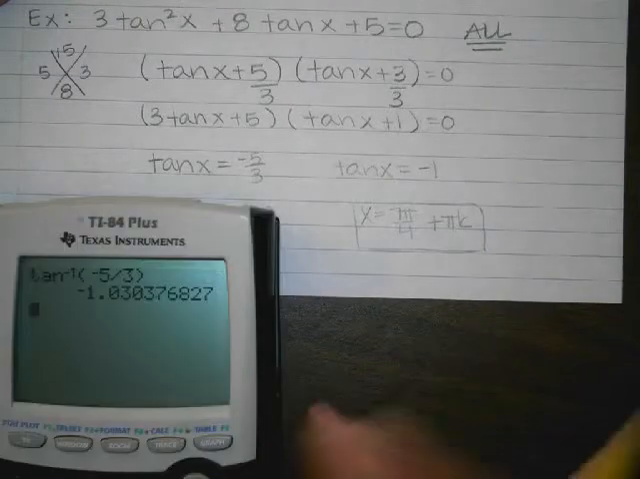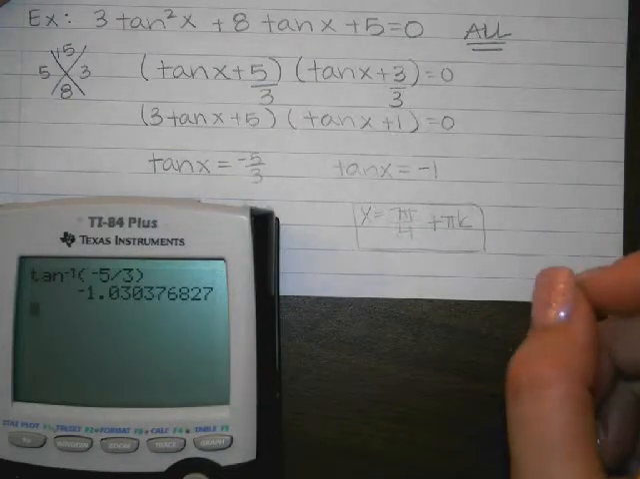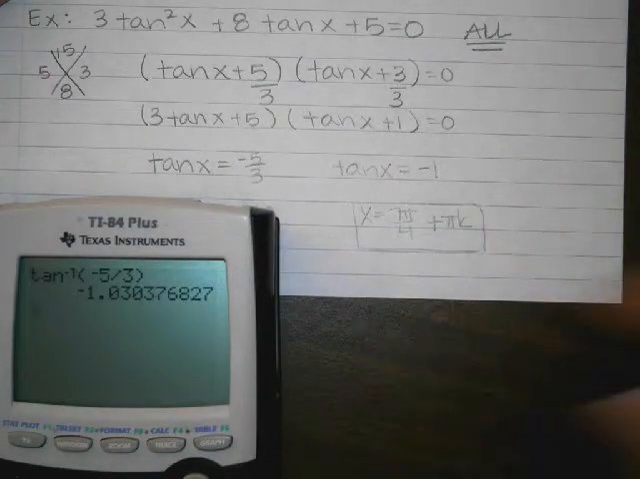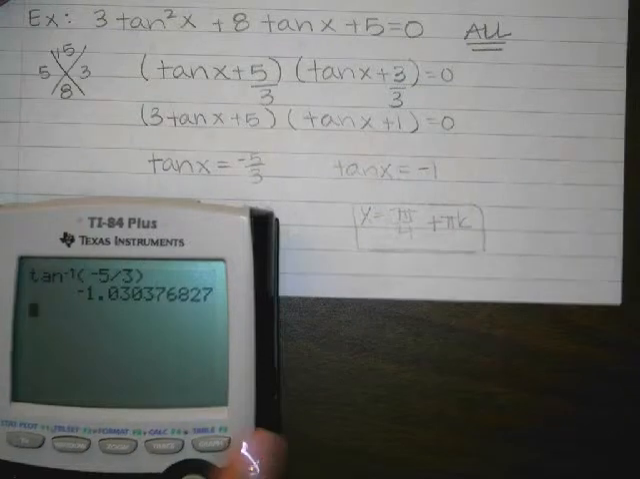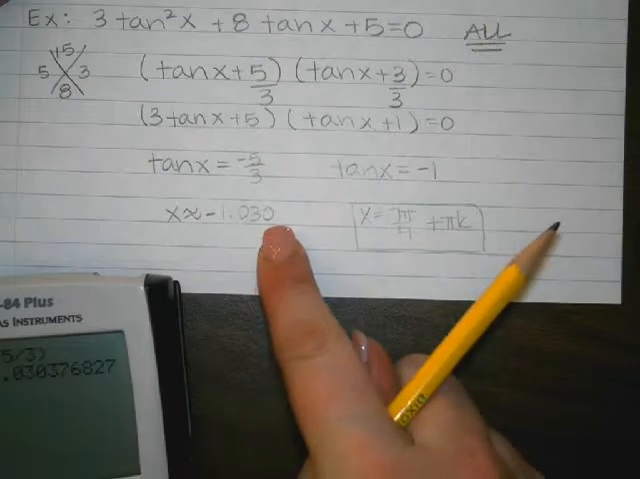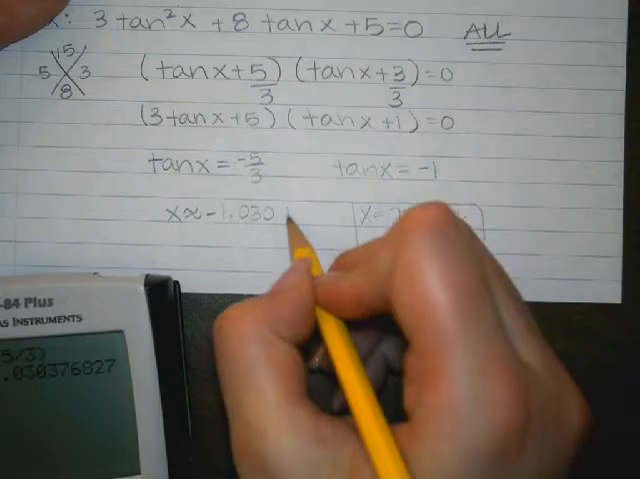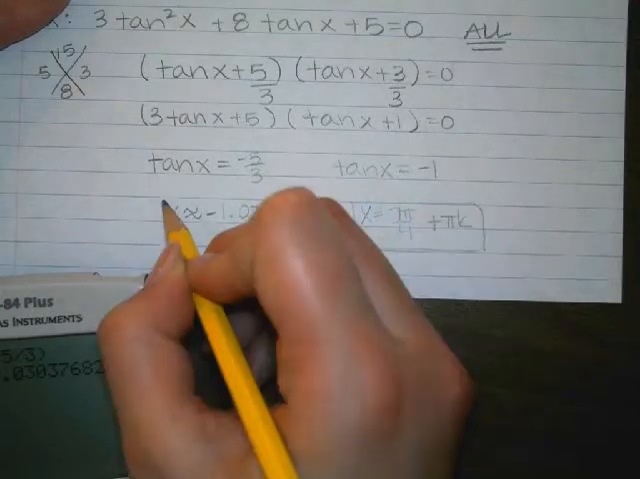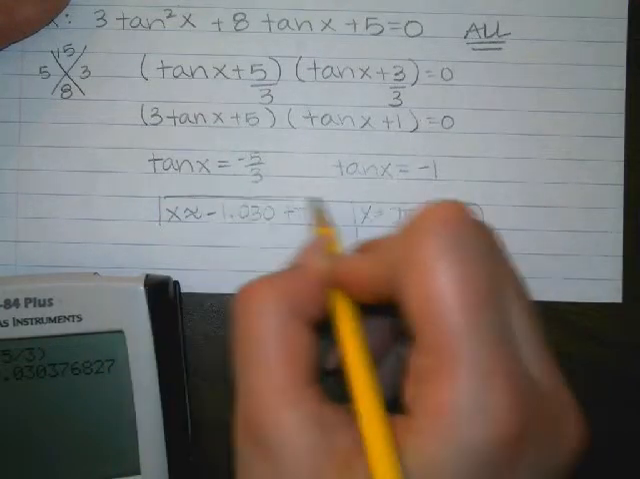We don't have to find the second answer because, again, with tangent, both of them are good for you to write the all solutions from. So what do I need to tack on the end of this? Plus pi k. And then that one is done as well.